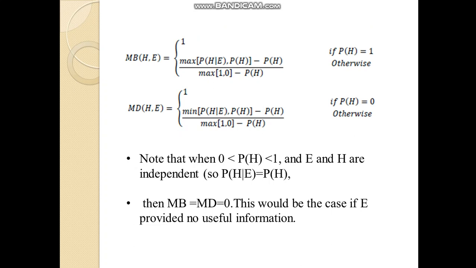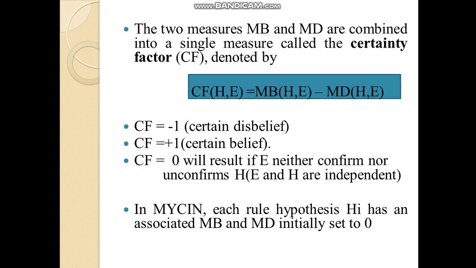Note that when 0 is less than or equal to P(H) which is less than or equal to 1, and E and H are independent, then MD and MB equal 0. This would be the case if E provided no useful information. The two measures MB and MD are combined into a single measure called the certainty factor. It is denoted by CF(H, E) = MB(H, E) minus MD(H, E).